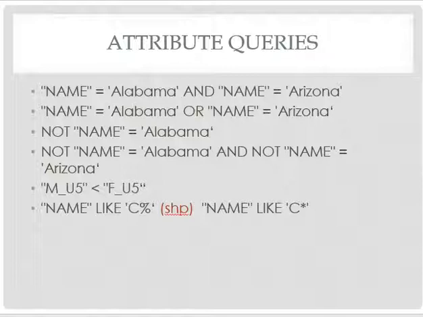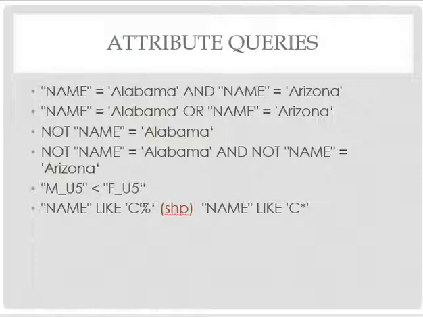The next one is not name equals Alabama. So this would select everything except Alabama. Now, interesting enough, if I said name equals Alabama, it would select only Alabama, but then in the attribute table, I could do a switch selection where it would take everything except what I selected. So that's another way to do a not.